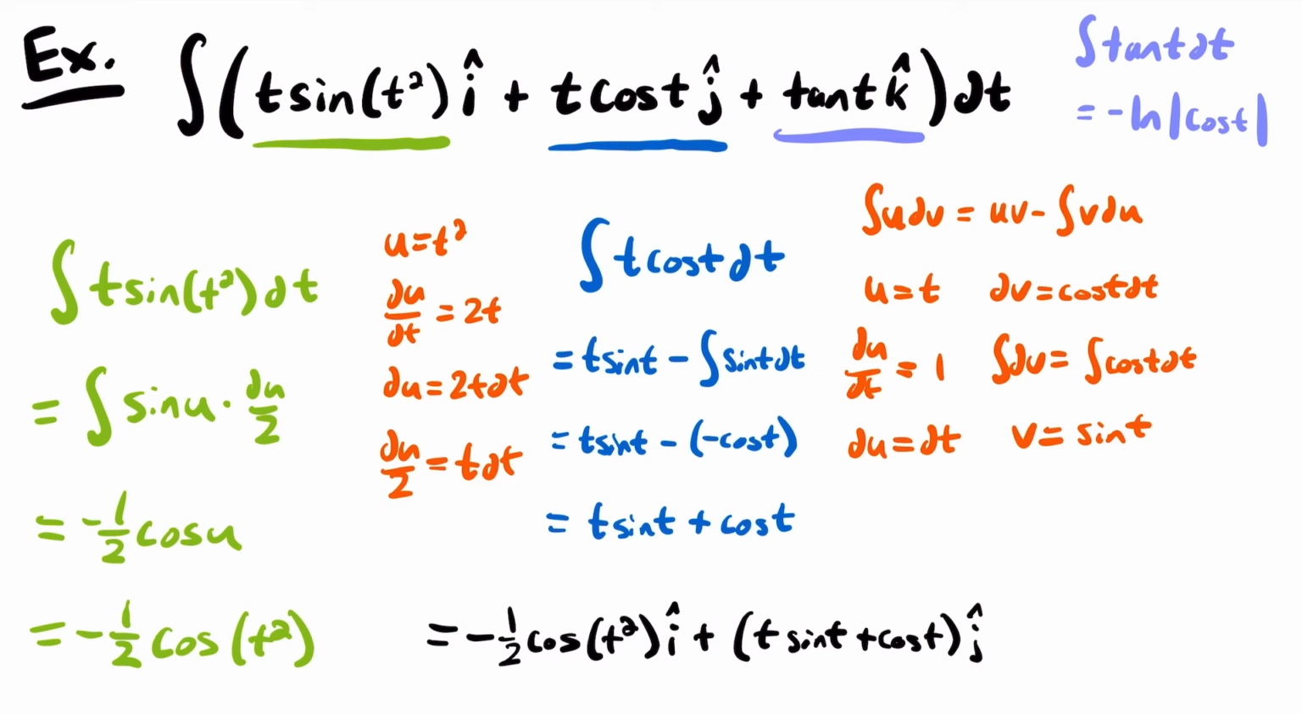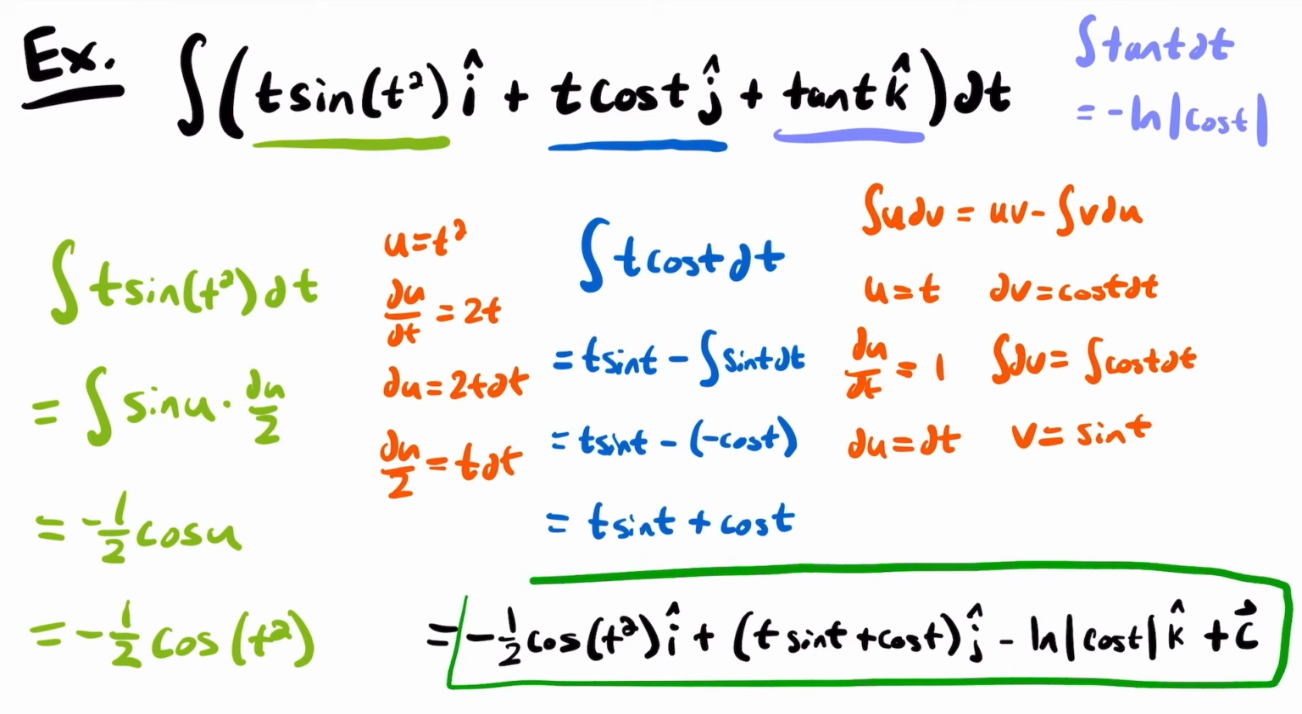But then finally, don't forget to add on the z component, which in this case is negative, so I will write minus the natural log of the absolute value of cosine t and then multiply that by k. All right, and then one more thing, do not forget your vector constant of integration. So I'll put that plus vector c on the end, and we're good to go. That is the integral of this vector function.